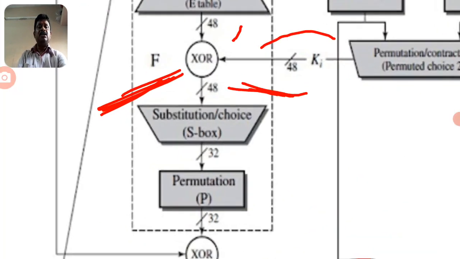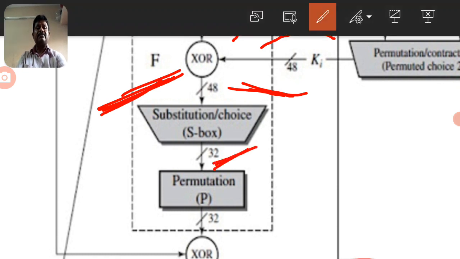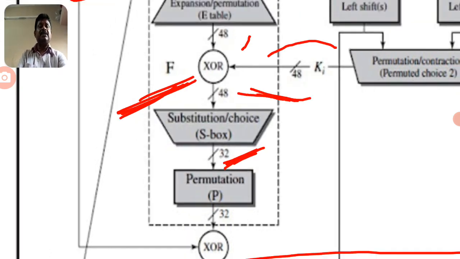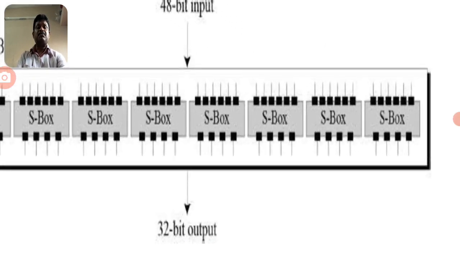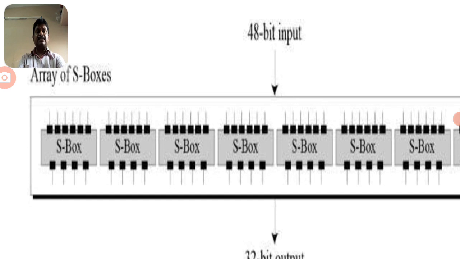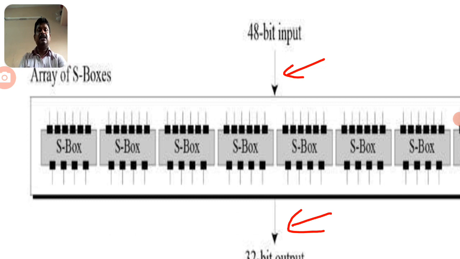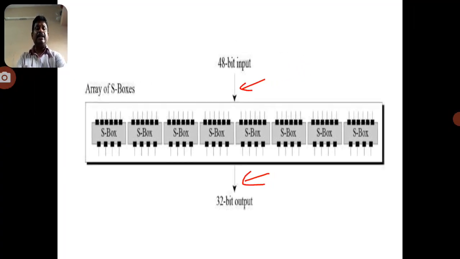Now you can observe the substitution box takes 48 bits as input, and only 32 bits are derived. How is it reduced to 32 bits? The 48 bits are divided into 8 blocks. Each block contains an equal number of bits, that is 6 bits, and the output of each block is 4 bits. 4 into 8 equals 32 bits. That means the 48 bits are converted into 32 bits.